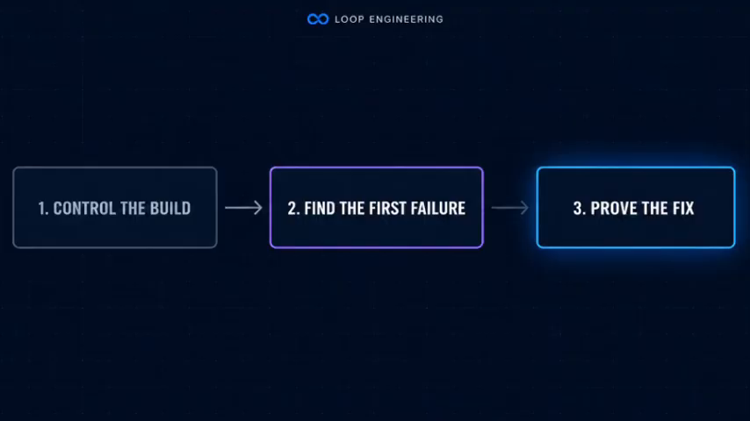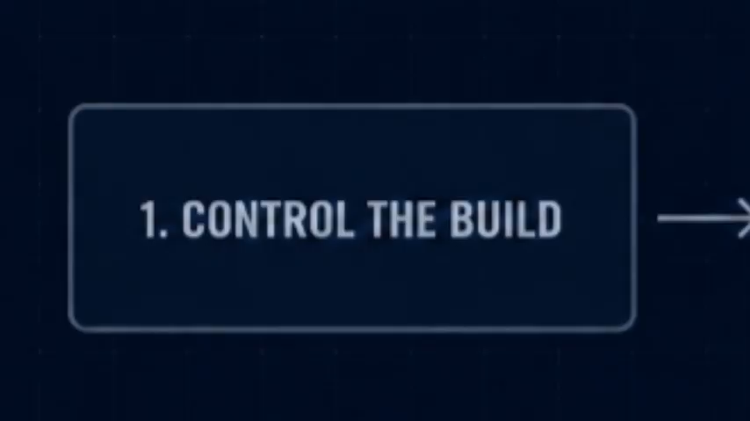In the first video in this series of loop engineering, we spoke about loop engineering as the control system around AI. The AI can help you move faster, but the human still needs to control the problem, the scope, the evidence, the testing, and the final approval.